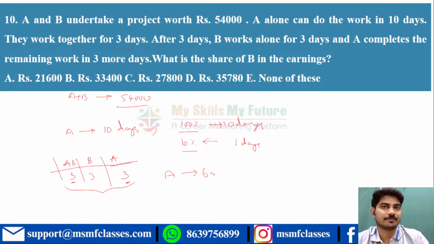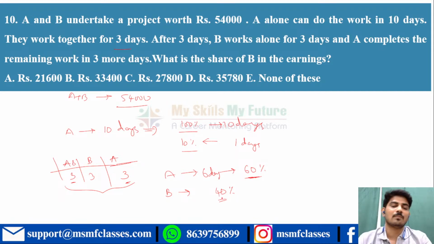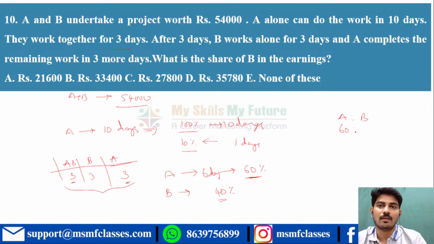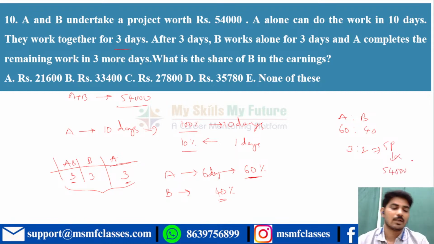So in one day, A completes 10 percent of the job. In 6 days, he can complete 60 percent of the job. So how much percentage of the work was left here? The remaining 40 percent of the job was left. So A completes 60 percent of the job here and B completes 40 percent. If we take the ratio of 60 and 40, it will be 3:2. So this is 5 parts. These 5 parts will be equal to 54,000, which means one part will be equal to how much? One part will be equal to 10,800.